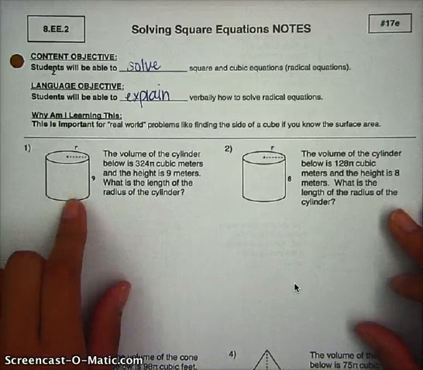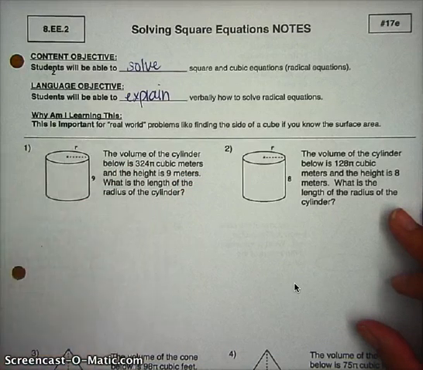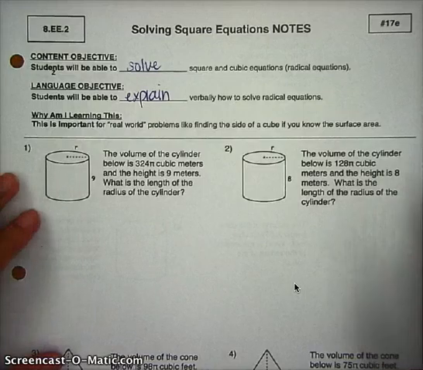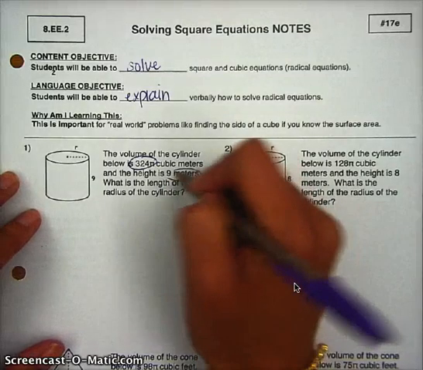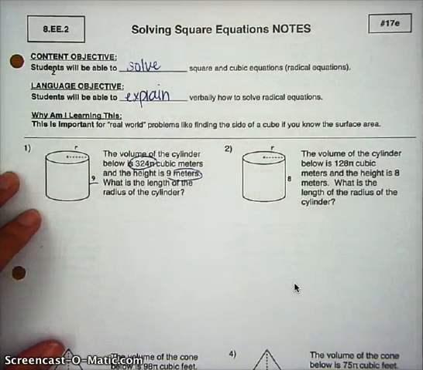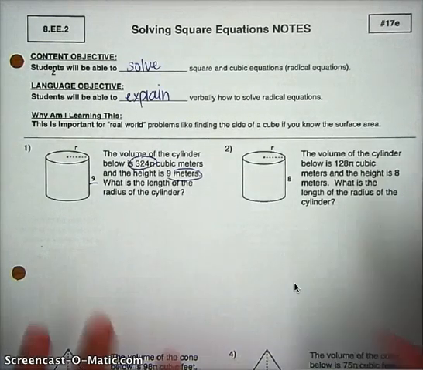So for the first example, it says the volume of the cylinder beside this is 324π cubic meters. That is important information, so I want to circle that. And the height is 9 meters, which they kindly marked for us, which is nice. What is the length of the radius? So my goal right now is to find out what the radius is. That's it. So what could I do?